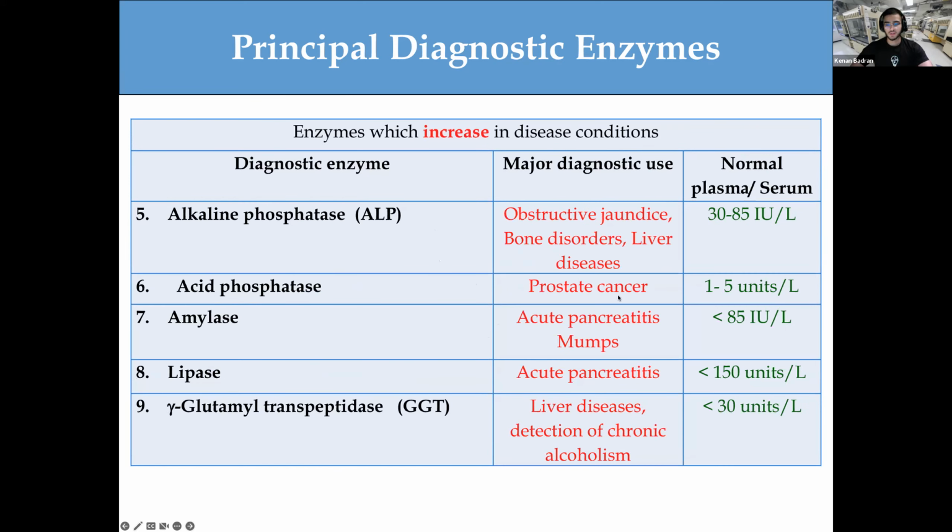For example, phosphatase is prostate cancer, right? So this is very specific. If you're doubting prostate cancer and you want to test, directly just look for the phosphatase level. There's no need to go for anything else.